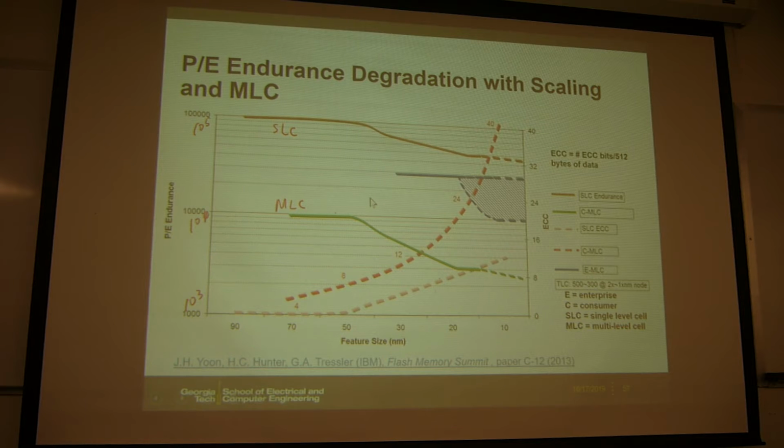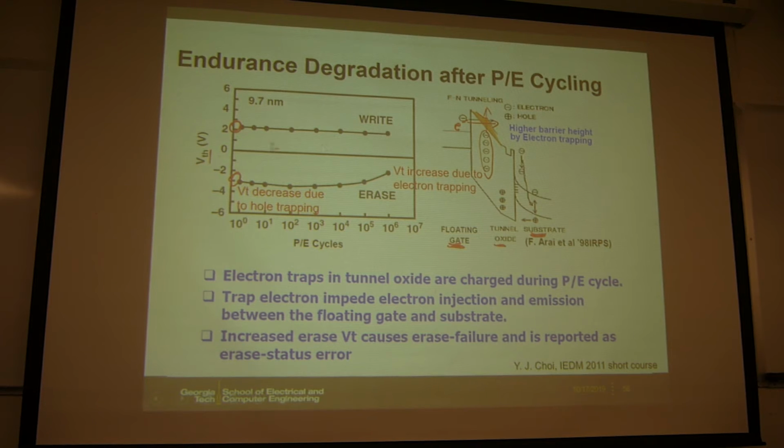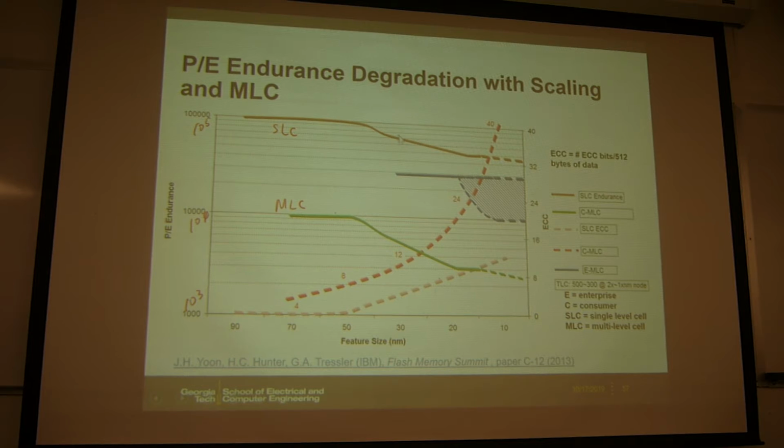So MLC is more difficult because you can imagine that you want to have many states here, so any shift will cause error in the result. So this is the endurance cycles with the scaling. More and more difficult. And for today's commercial flash you can buy from the market, the typical endurance is like a few thousand cycles. Your SSD, each bit, you can only write about a few thousand cycles.